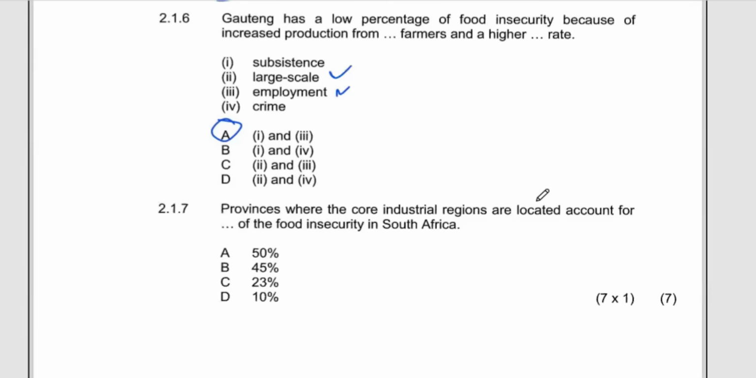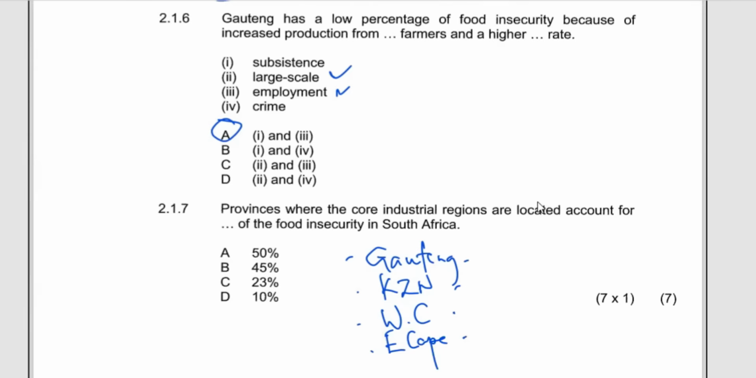Provinces where the core industrial regions are located account for dash of the food insecurity in South Africa. You need to apply the knowledge here of your areas with core industrial regions. We have 4 regions of interest. The first region is Gauteng with the Gauteng PWV. Then we also have the KZN, which is the Durban Pinetown. Then the other 2 is Western Cape. And we also have Eastern Cape core industrial region.